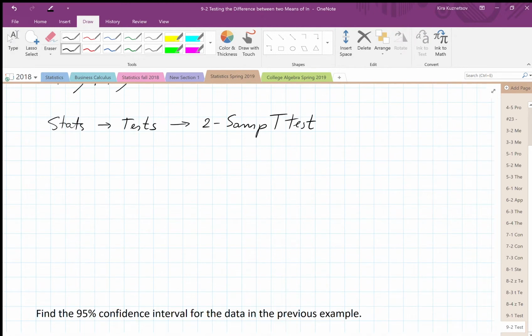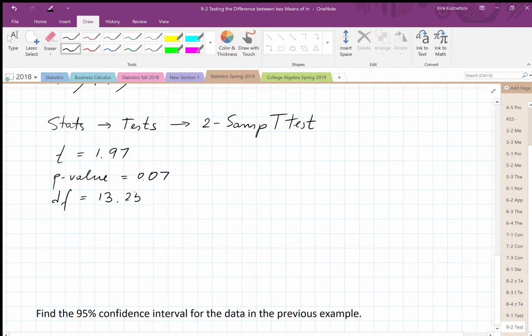The calculated values will be the test statistic, which is 1.97, the p-value, which is 0.0698, so it's awfully close to 0.07. And then right underneath it is the degree of freedom, which is being calculated at 13.25.